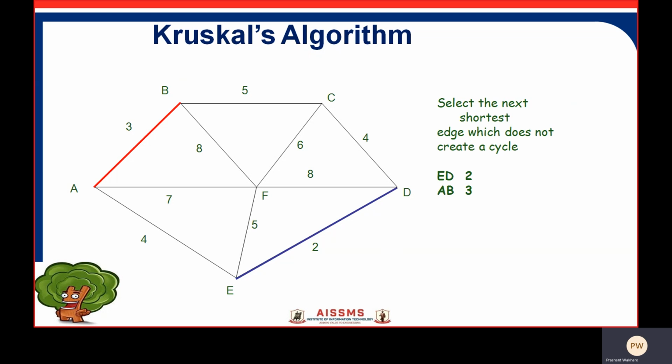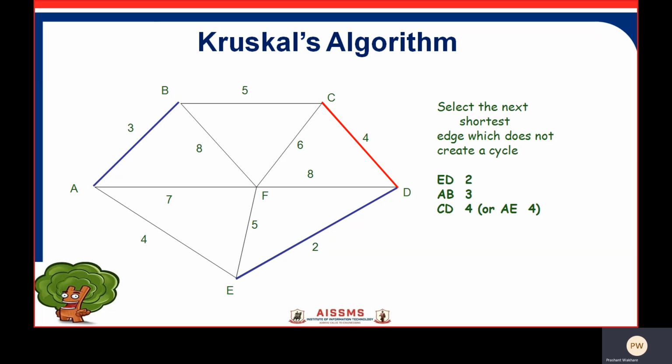Next step, select the shortest edge which does not create a cycle. This is a very important point. Then we select the next shortest edge. This is A to B, the next shortest edge, and its weight is 3. But the condition is that it does not create a cycle. There are no cycles, therefore we select A to B, which is 3.